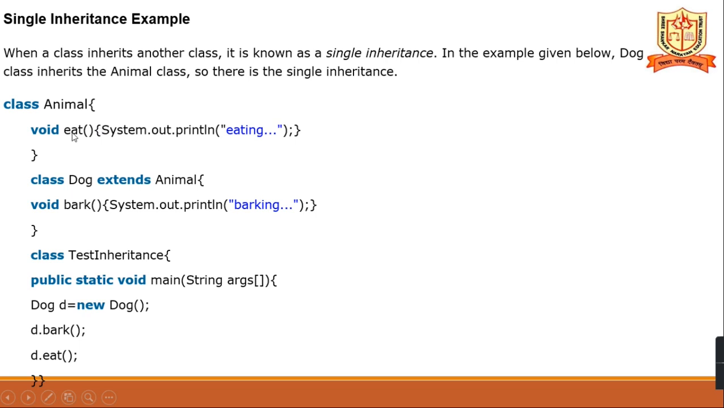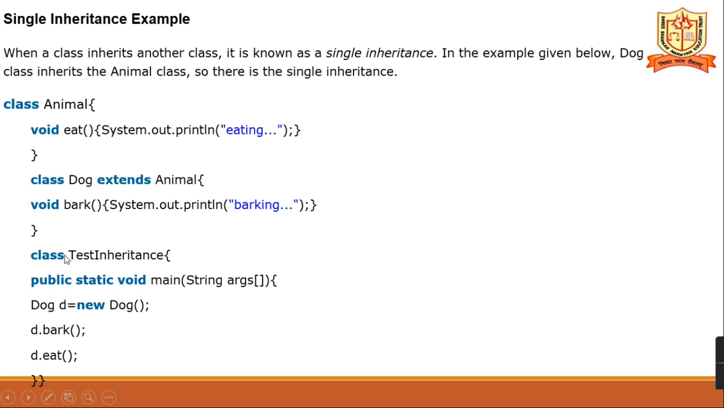Class Animal is there. Here we have one method, that is the eat method: System.out.println eating. Then class Dog extends Animal. Extends is the keyword for inheritance, so that class inherits from the Animal class.